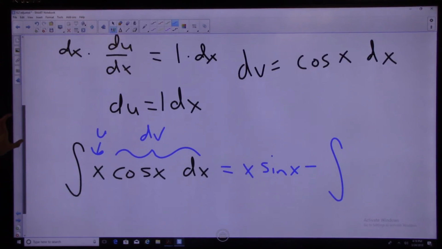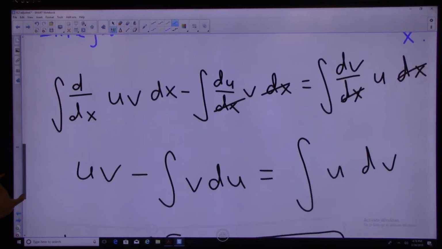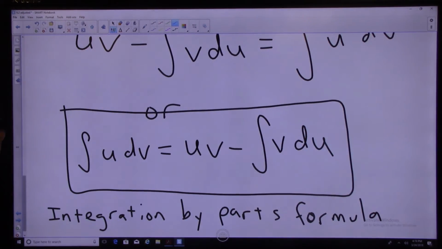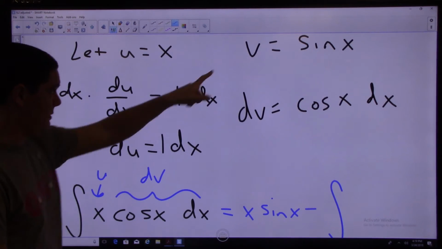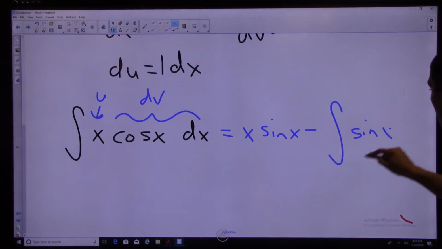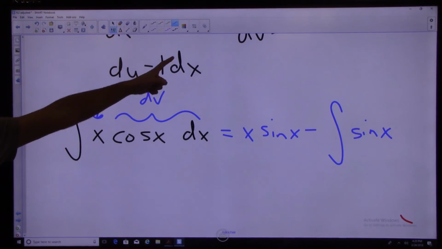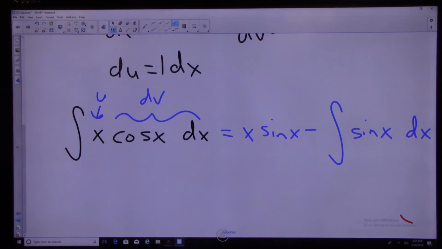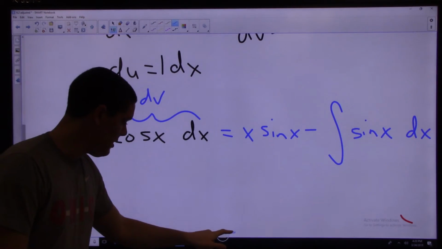Let me go back. Sorry, I didn't mean to scroll up here. So what does the formula tell us to do? Minus the integral of v du. Okay. So what is v? V is sine x. And what is du? Well, du is 1 dx. So can't we just write that as dx? Okay. We're getting somewhere.